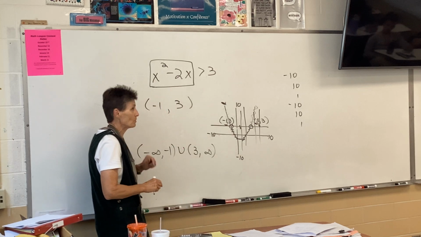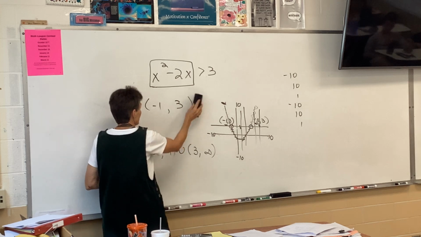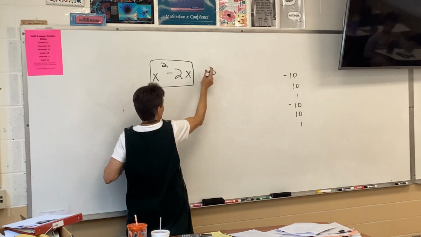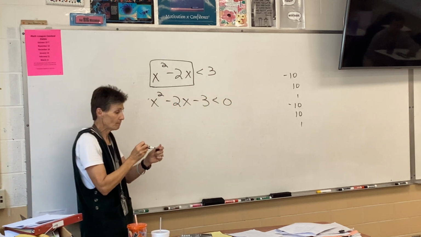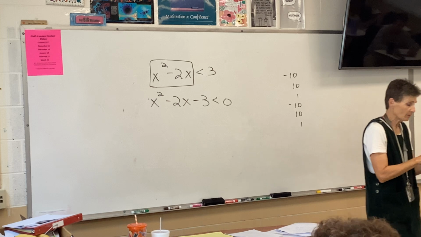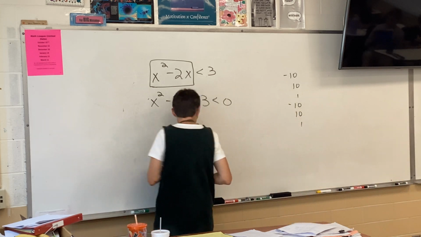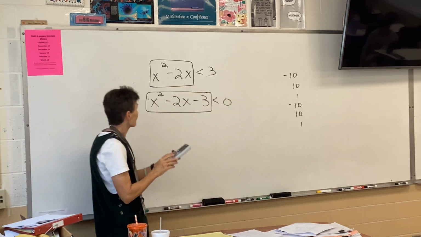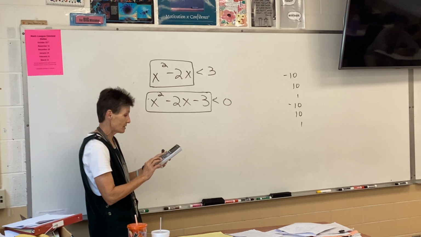All right, that's one way to do the problem. We're gonna run out of time, so let me just show you the other common way to do the problem. The other way we can do it is to move the 3 over, so now you have a 0 over there. Go back to y equals, clear out everything. And then type in the whole equation. Now, not this part, just this part right here. Type that in. So, x squared minus 2x minus 3.